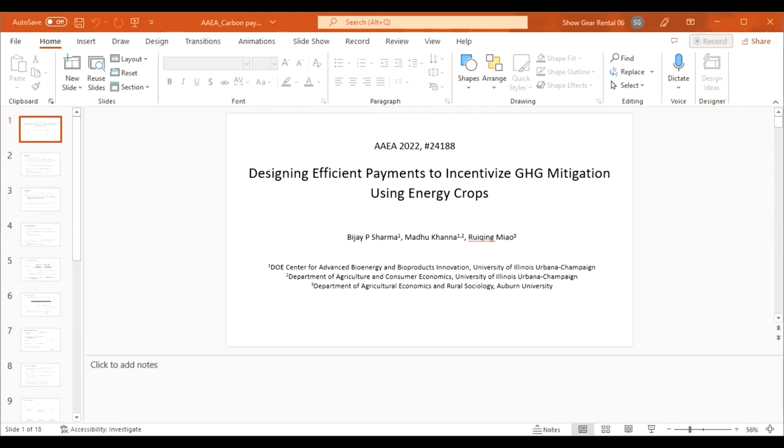And the last one is that we can efficiently address the issue of impermanence in soil carbon sequestration payment by designing a time-variant sequestration payment. And also the issue of additionality can be addressed by choosing the right benchmark.